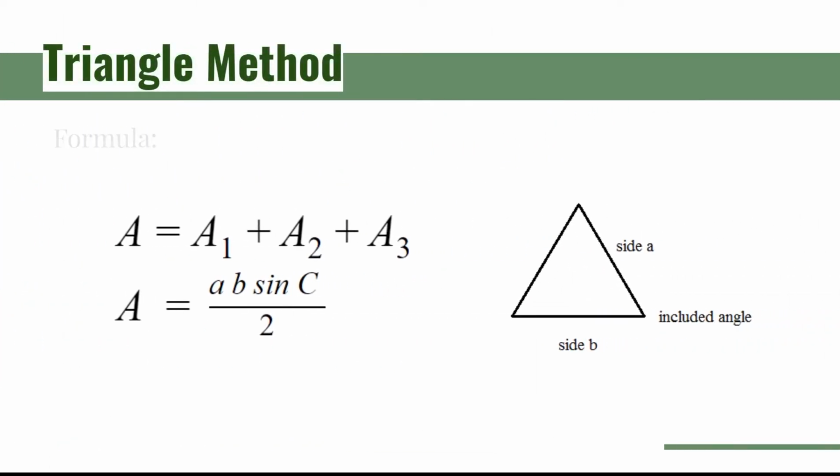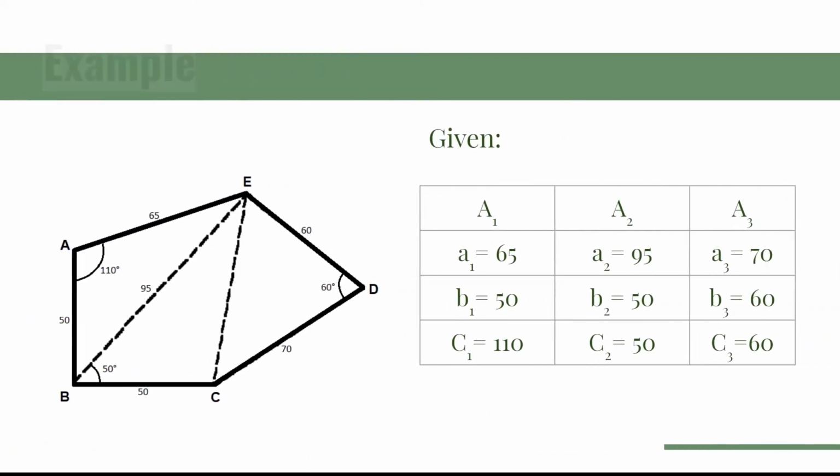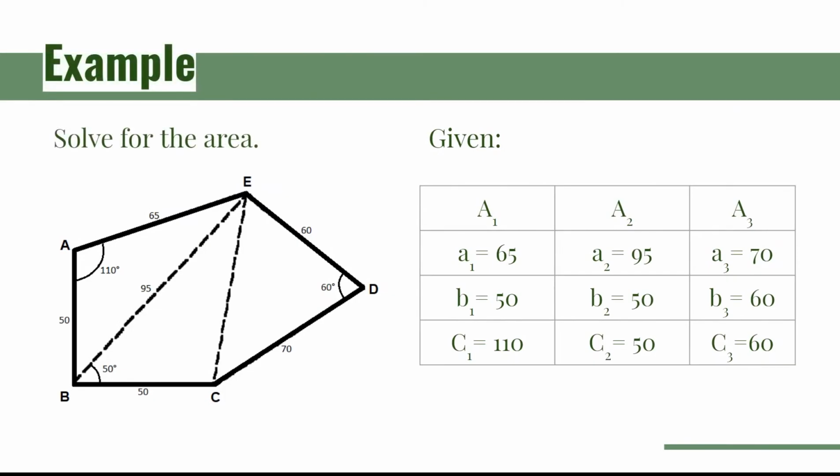This is the formula to be used for triangle method. To find the area of each individual triangle, area is equals A times B times sine C all over 2, where C is the included angle between side A and side B. To give an example, we solve for the area of the figure using triangle method.